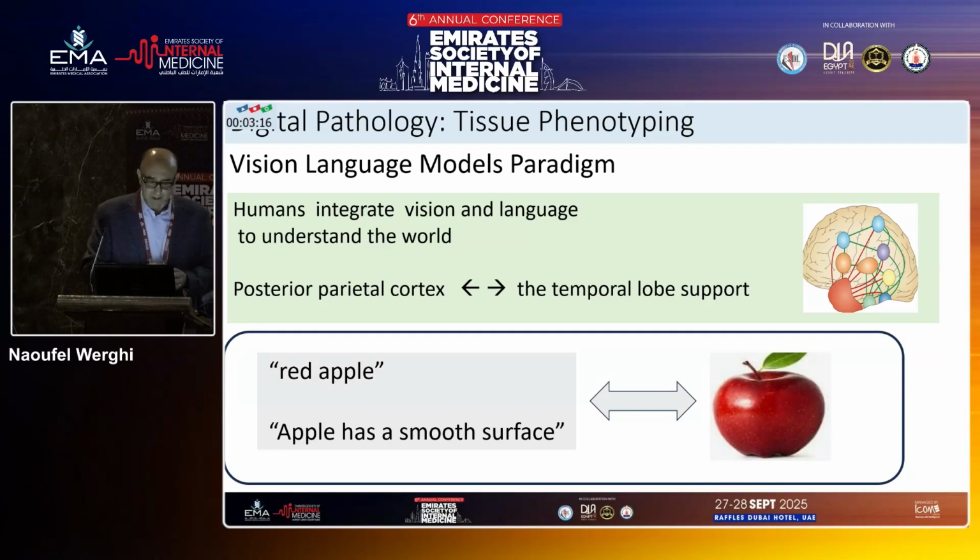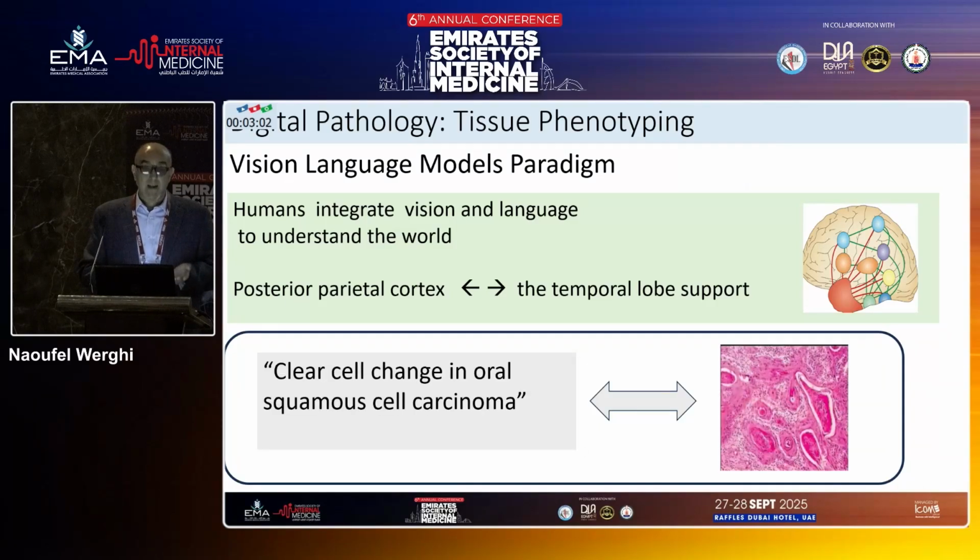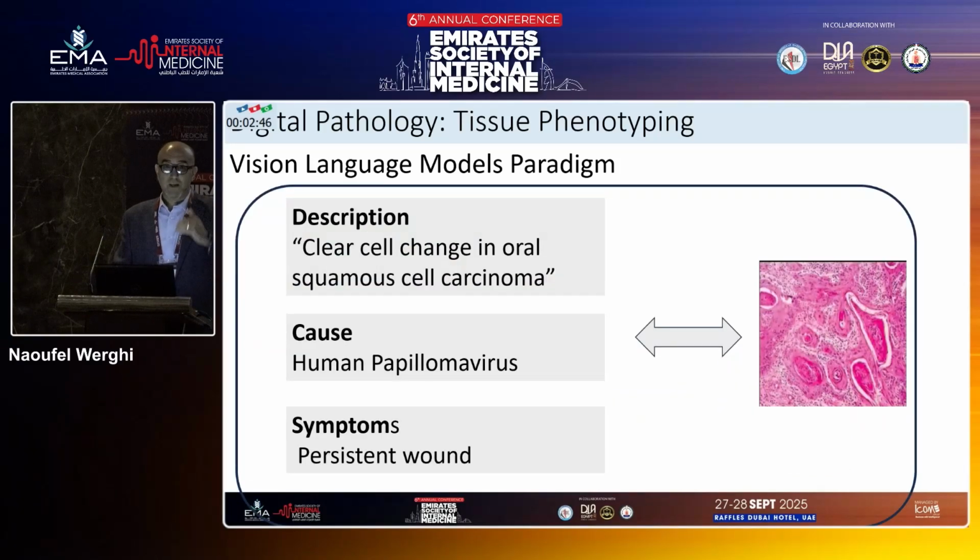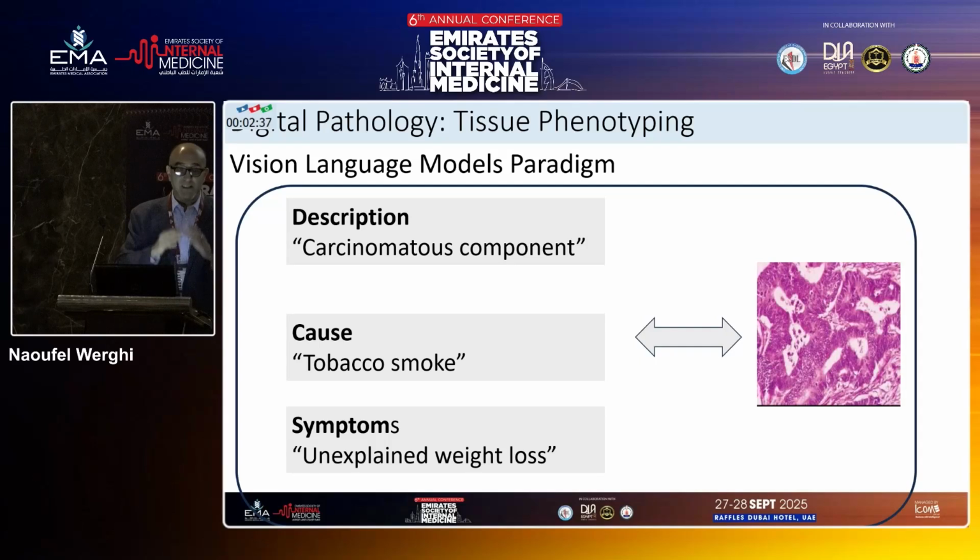This has been inspired by some research in cognitive science. They show that the posterior cortex and the temporal lobes intervene in this kind of multimodal learning. So we said we can apply this to pathology. We can consider an image of a cell together with its description, which comes from the textbook or any kind of medical report. Moreover, we can put this to the extreme. We can consider the description, the cause of the pathology, and the symptoms, and all of this is going to be integrated together.